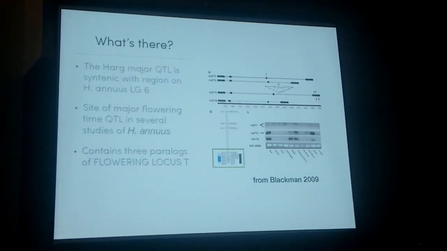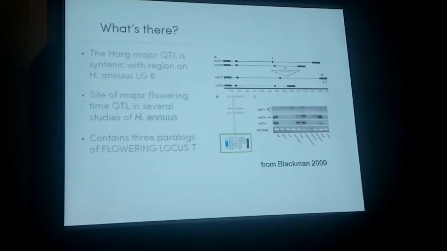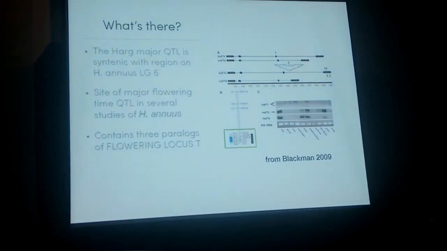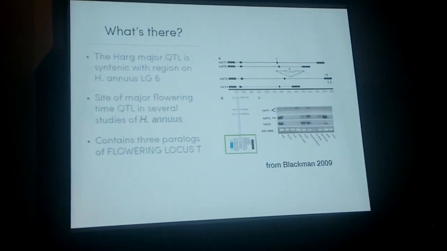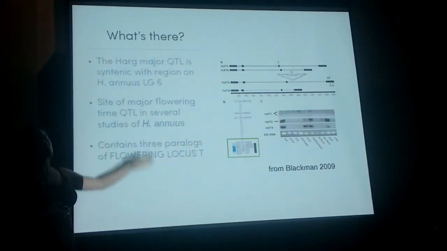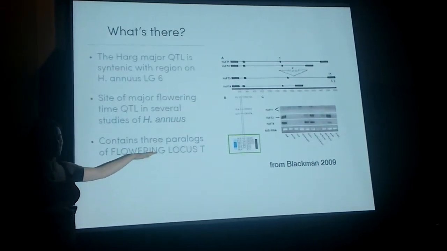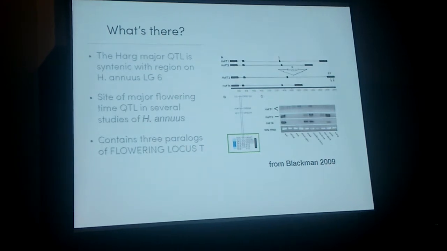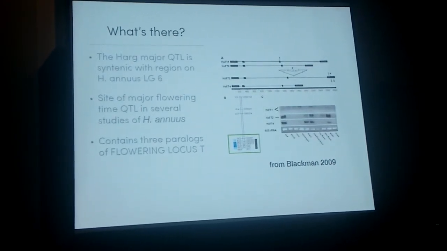Very quickly, we have a really good candidate for something that could be a single gene that's responsible for this variation. This region is syntenic with a region on the annuus, the sister species chromosome, which is the site of several known major flowering plant QTL, and contains 3 paralogs of this important flowering signal integrator, which is a really good place to start looking for candidates. So I'm going to skip over this for now.